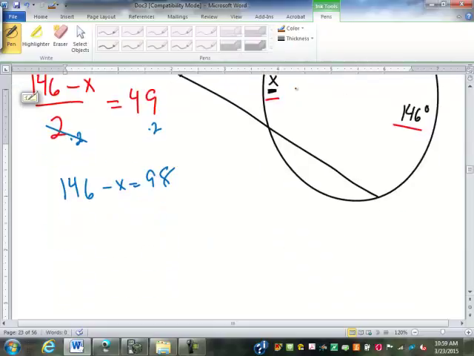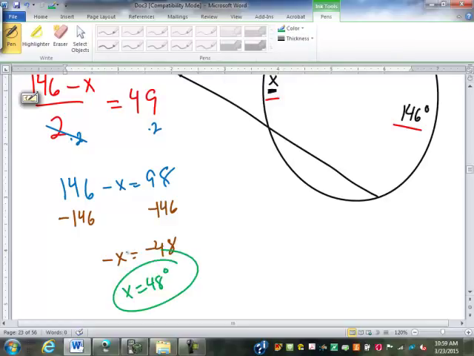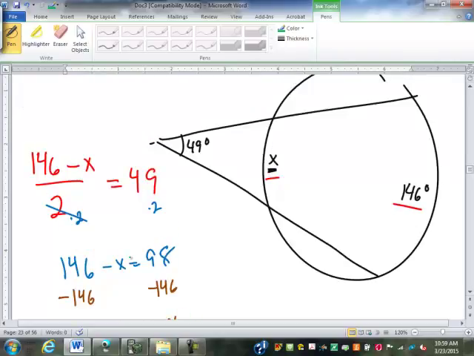And then we got to solve this. We're going to subtract 146. Negative X equals a negative 48. And then you're going to divide by negative 1 or multiply by negative 1. X equals 48. How does that work? Not always. If this arc over here is big enough, this could be a lot smaller than that. Yeah.